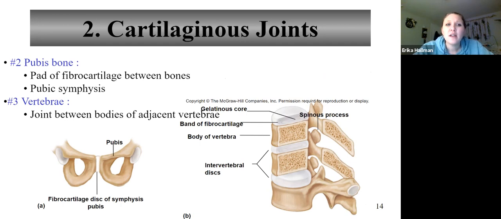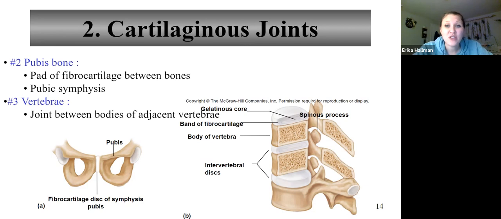Second example of the cartilaginous joints is the pubis bone. So the pubis bone is connected to the ischium and the ilium of the pelvis. But this pubic bone has a cartilaginous joint in between them. And during childbirth and during pregnancy, there is a hormone called relaxin. And this relaxin hormone will actually relax these cartilaginous joints. And if you think about that, that's a pretty good thing because that allows the pelvis to open up so that the child can pass through the birthing canal.